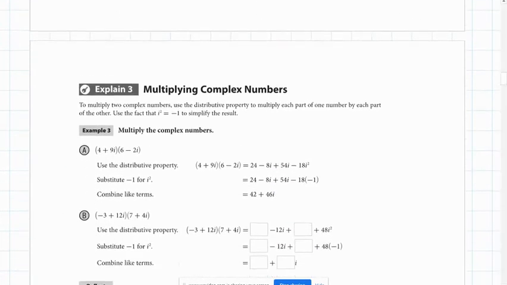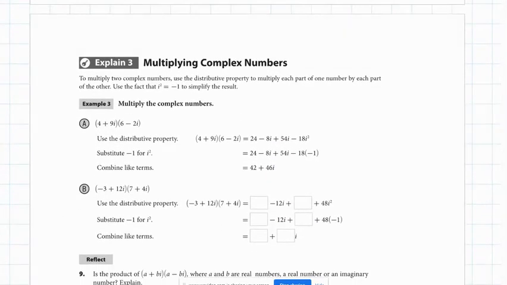Then in the next section, we're going to multiply complex numbers. We multiply these very much the same way that we multiply binomials. Like if we were doing (x + 2)(x - 5), we would multiply using the FOIL method. That would give us x squared minus 5x plus 2x minus 10. So when we combine the middle terms, we get x squared minus 3x minus 10.